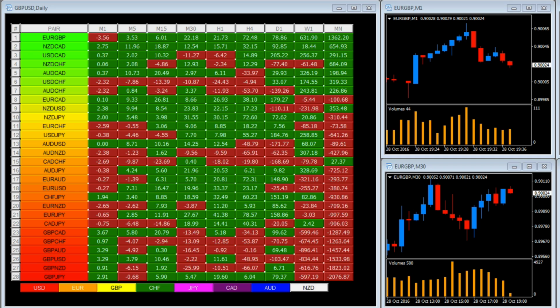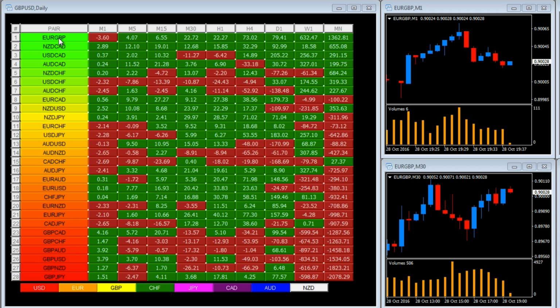What I've done here is I've selected the euro pound. As you can see over on the left, up at the top here on the ranking ladder, and I'll come to that in a moment, you can see here the euro pound.